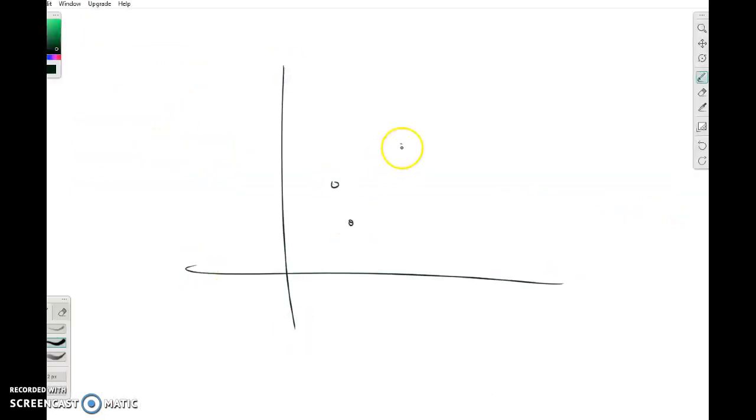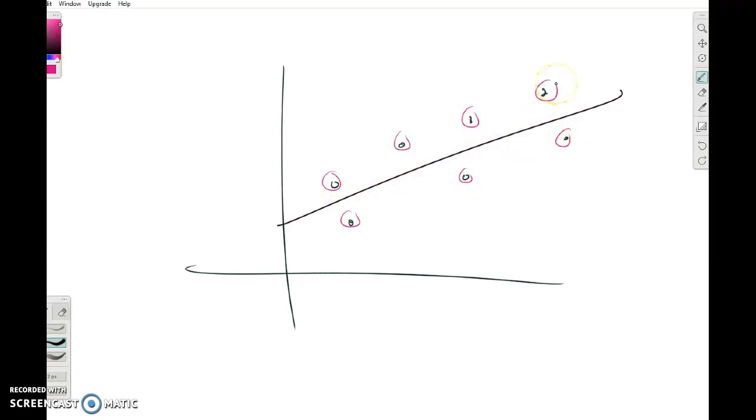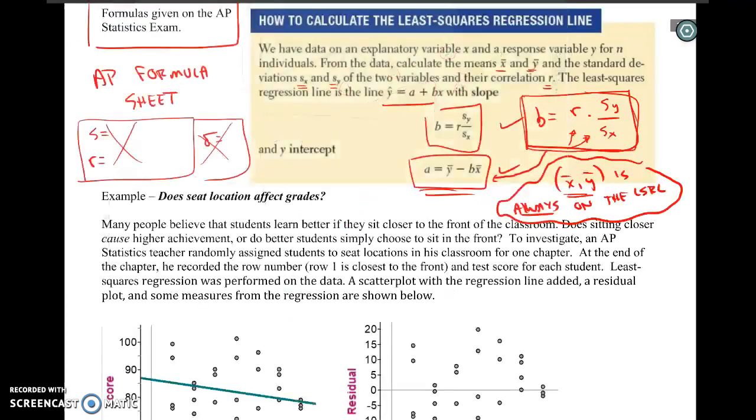As just a visual illustration, if I got points like this, obviously my least squares regression line is going to go right in between them, right? None of my data points are on the line. In fact, usually none of them will be exactly on the line. However, if you were to calculate your x bar and your y bar, that point is guaranteed to be on the line. That's kind of important because sometimes a multiple choice question will require that you know that.